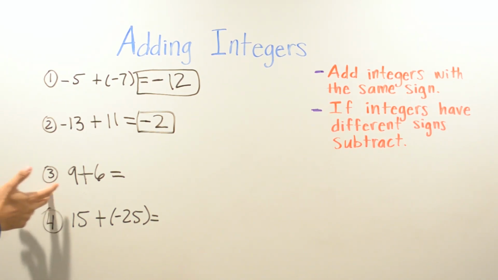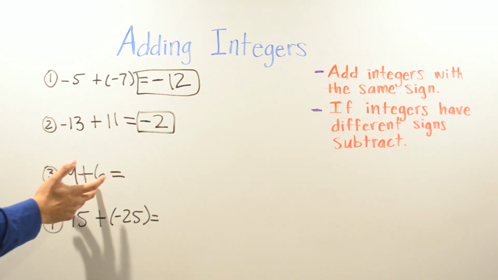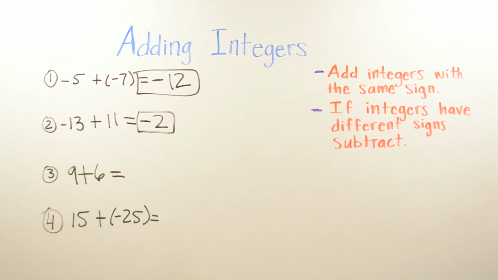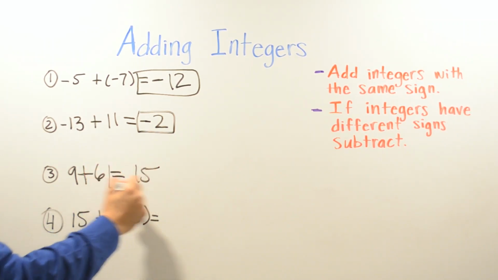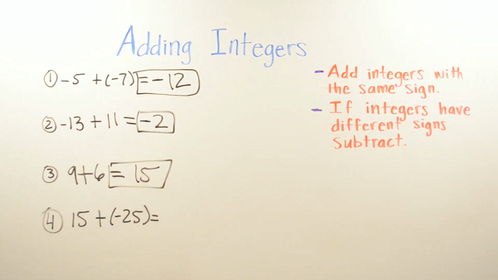Okay. And for number 3, we have two of the same signs. We have +9 plus +6. So we're just going to go ahead and add like regular. So 9 plus 6 is going to be 15.